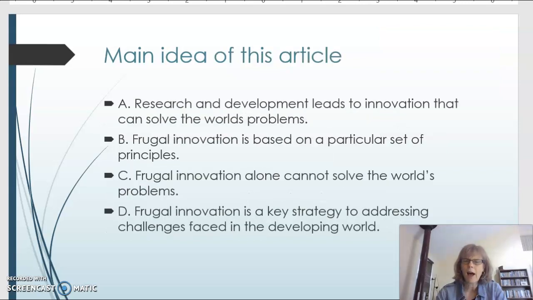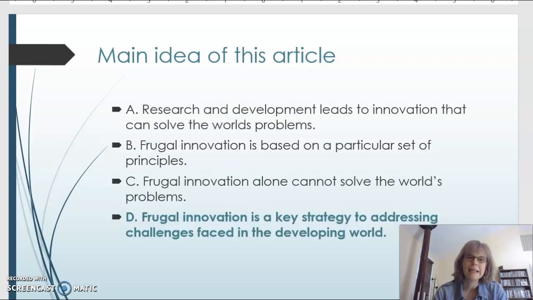But here, I want to know, how would you write the main idea of this article? I wrote 4 options here. Which one matches? Which one is a good main idea sentence, do you think, for this article? What would you choose, A, B, C, or D? Which one gives you the main idea? So I chose D.